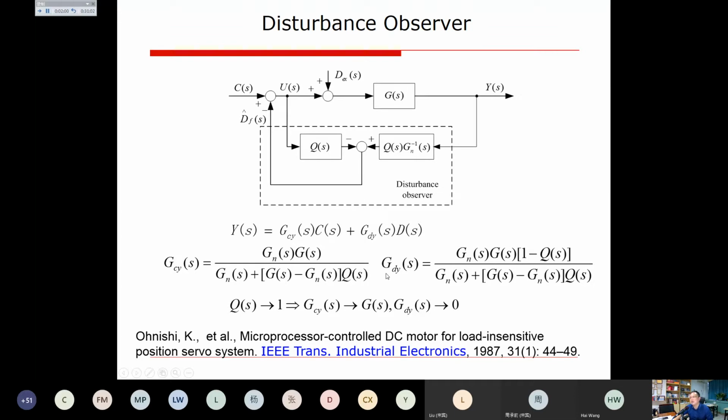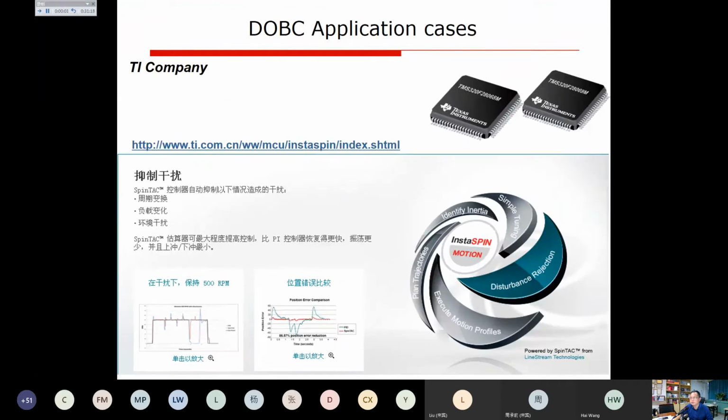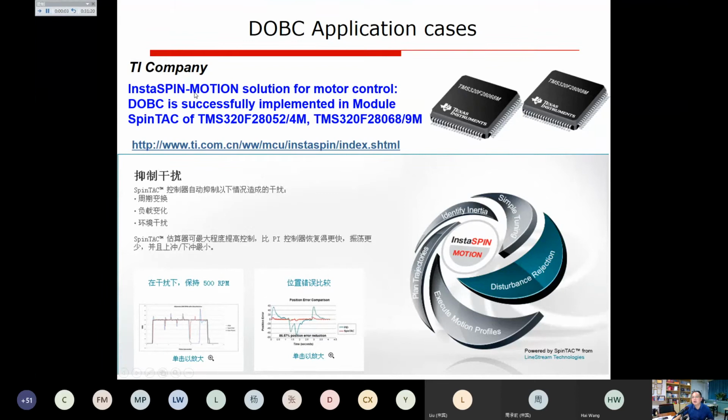So it's a linear disturbance observer, which we call DOB. It was proposed by Professor Ohnishi. He is famous for this, and later he became an IEEE Fellow because of this. Then you see in TI's motion control solution for motor control, the DOBC method is successfully implemented in what they call the InstaSPIN motion control solution. They have two basic control algorithms. One is PID, another is DOBC. So it's well recognized by industrial engineers.